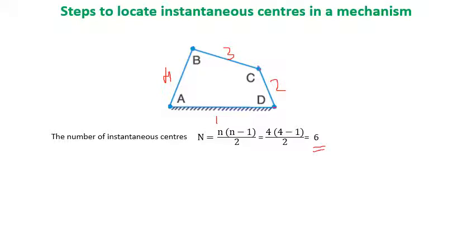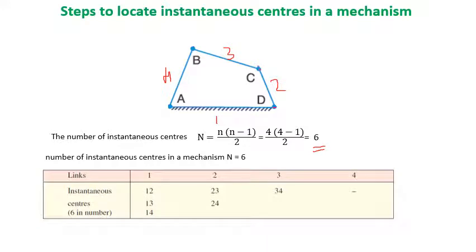So it says that for the given mechanism there are 6 instantaneous centers. Then we have to identify which are those 6 instantaneous centers. For that, we have to construct a table. This table procedure is called the bookkeeping method. We have to follow the bookkeeping method. In the first column we have to write the number of links. For the given mechanism we have 4 links, therefore 1 2 3 4.